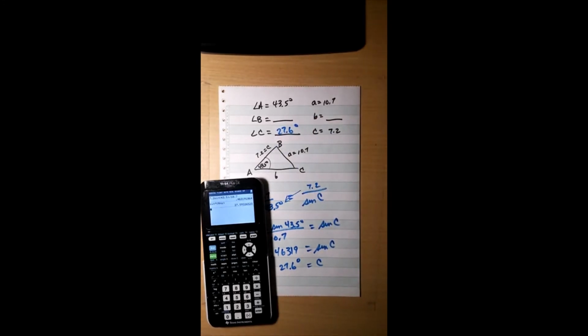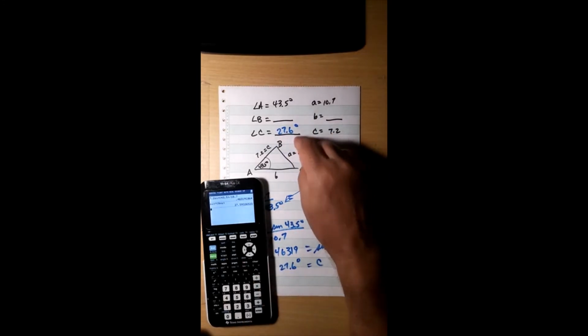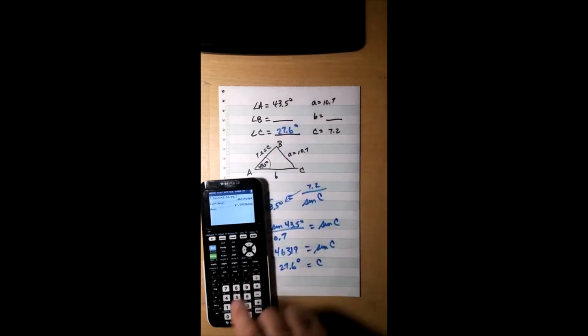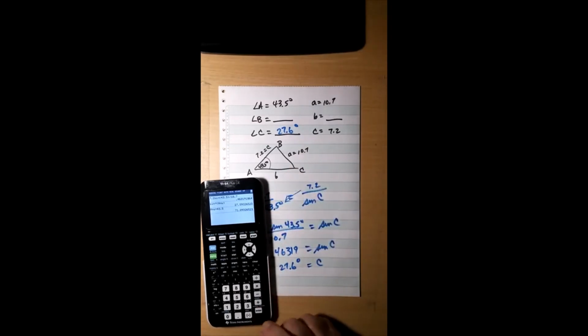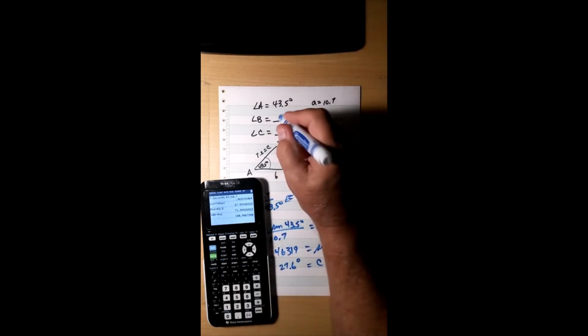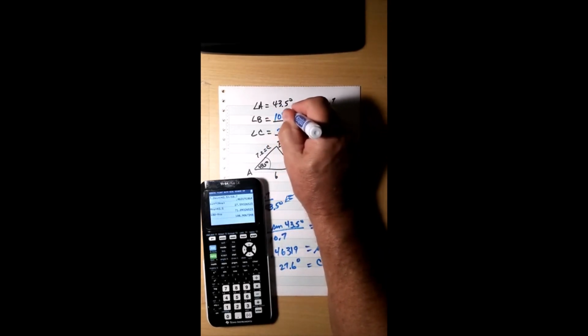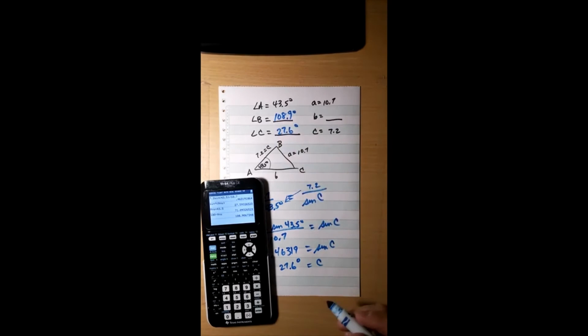Now, we know that's angle C. Add angle A, 43.5. We get 71.09. Subtract that from 180, or 180 minus that answer. Remember, answer always stores the last calculation. So 108.9 to one decimal place for B.